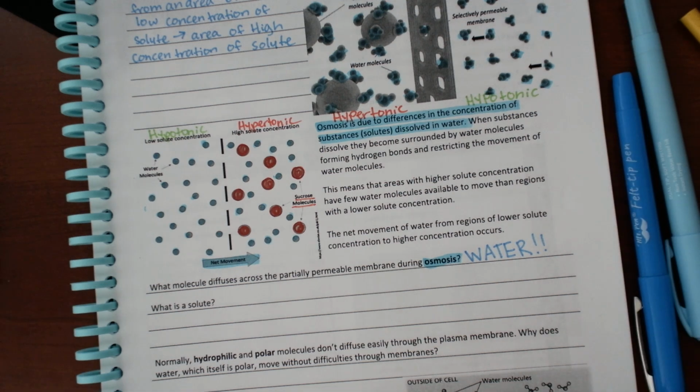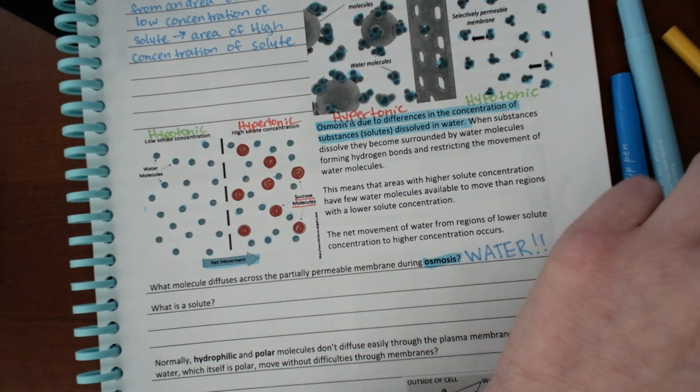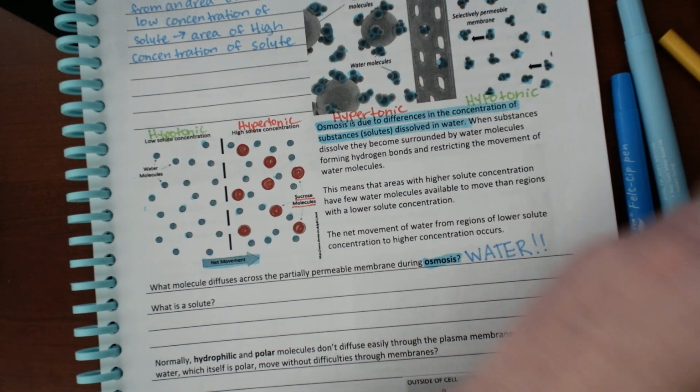And so what's a solute? It is just something dissolved in water, or a solvent. Oh, I'm not going to write that in purple. That's the diffusion color. What's a solute color? I guess it's red now. Okay.